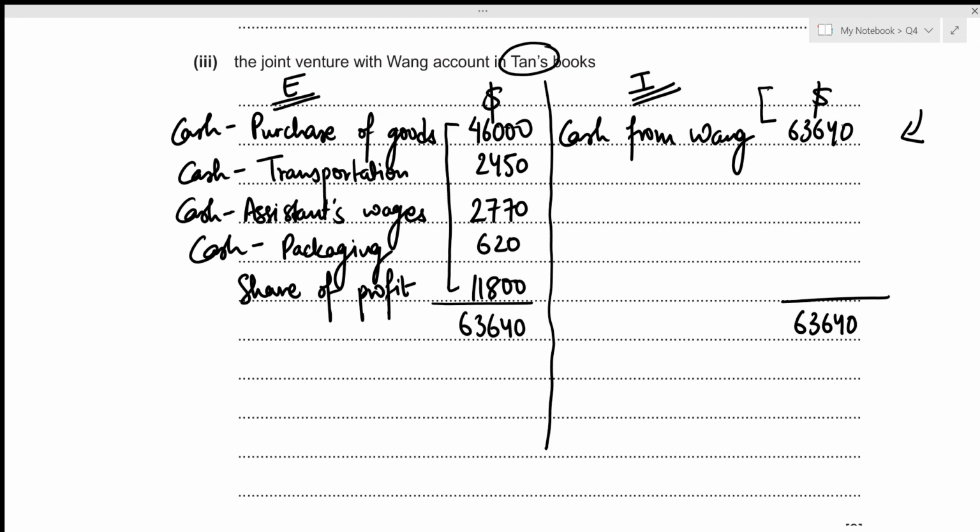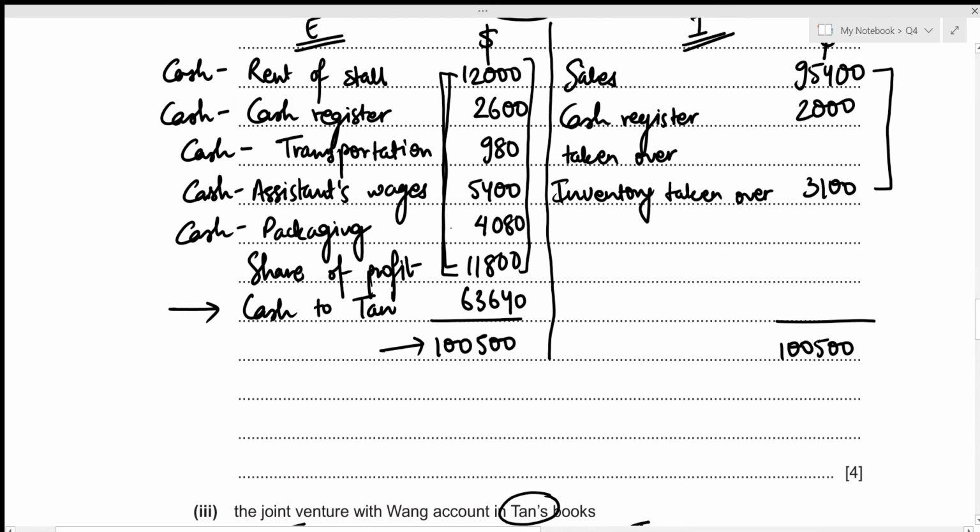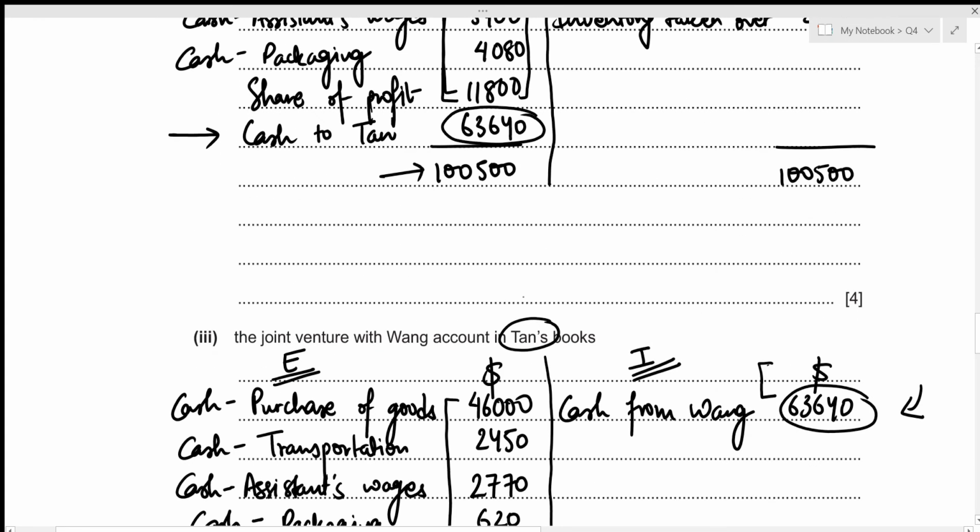Now, another way to verify our joint venture accounts is to tally the amount yet to receive and yet to pay. So we can see that the amount yet to be received by Tan from Wang is 63,640. And we can see that we also figured out our amount owed by Wang to Tan to be 63,640, which is actually the same. So this indicates that our joint venture account is actually correct. So this completes the third part, and this also completes the entire second part of this question.